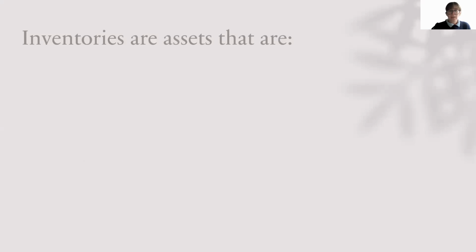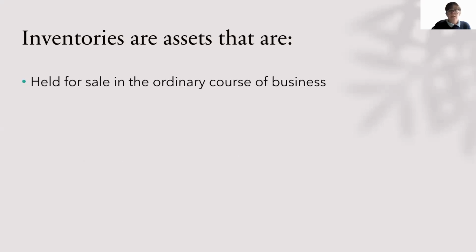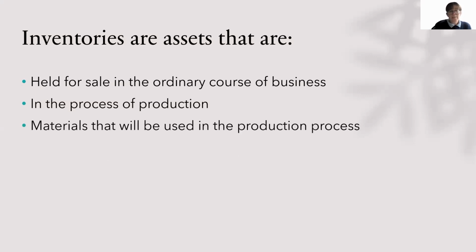So, inventories are assets that include the following. So they will be held for sale in the ordinary course of business, they will be in the process of production, or they may be materials that are going to be used in the production process.